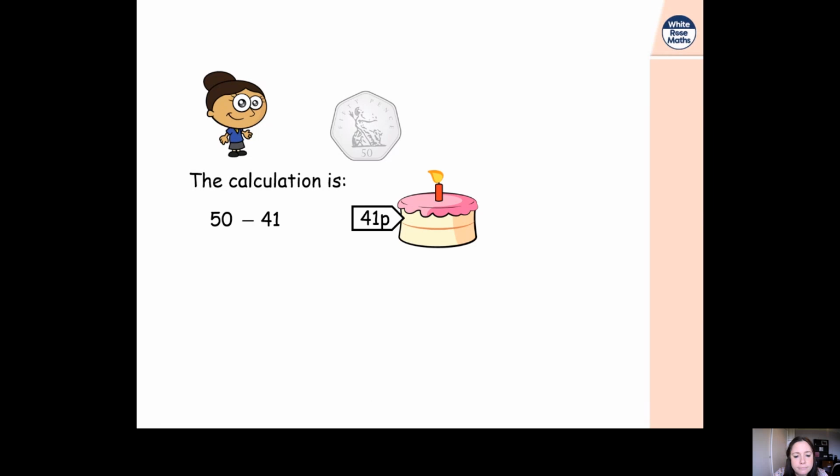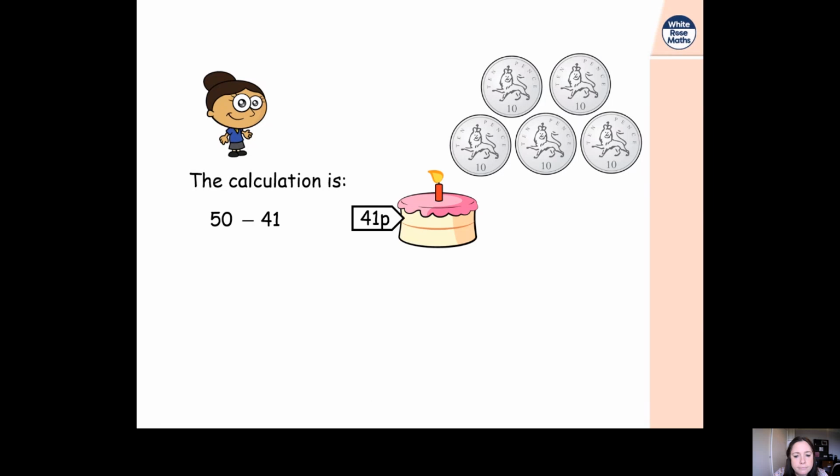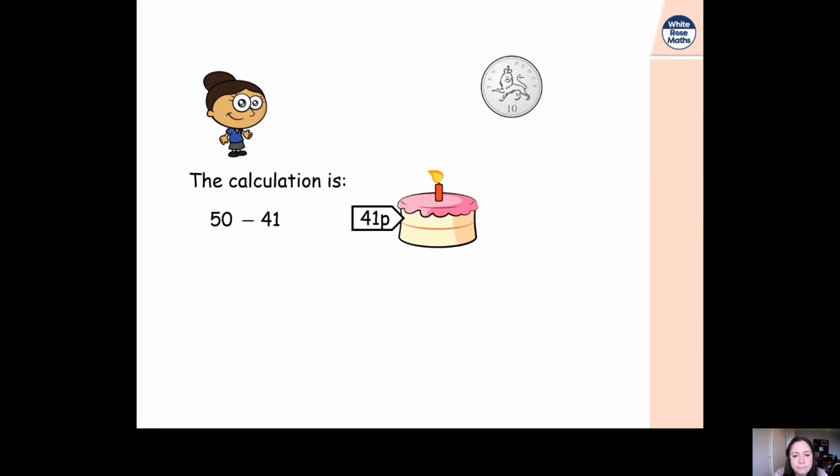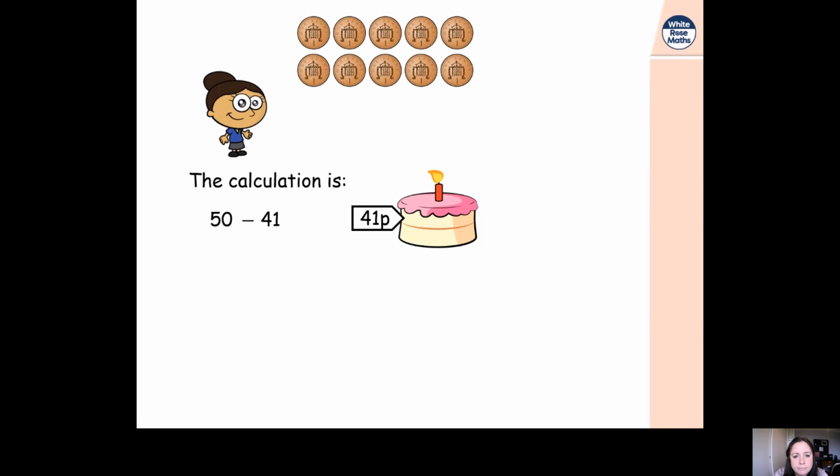The first thing the shopkeeper does is exchange Dora's 50 pence for 5 10 pences. He then puts 40 pence into the till. He needs to put 1 more pence into the till, but he can't do that with the 10 pence. So again, he exchanges 10 pence for 10 1 pences. He now puts 1 of those 1 pences into the till, and what's left is Dora's change, 9 pence.